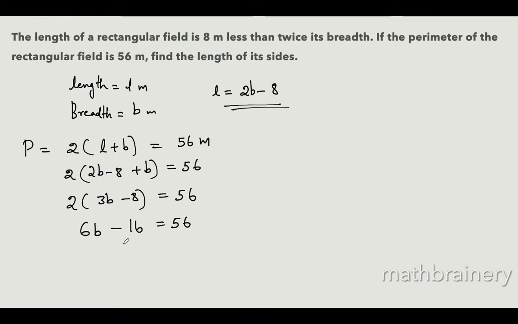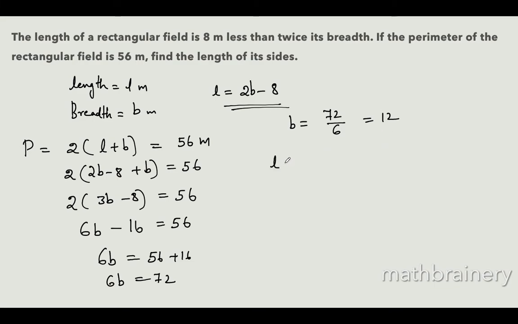Let us transpose this negative 16 to the right hand side. You get 6b is equal to 56 plus 16, which is 72. So, if 6b is equal to 72, then b must be 72 divided by 6, which is 12. So the breadth of this rectangle is 12 meters.